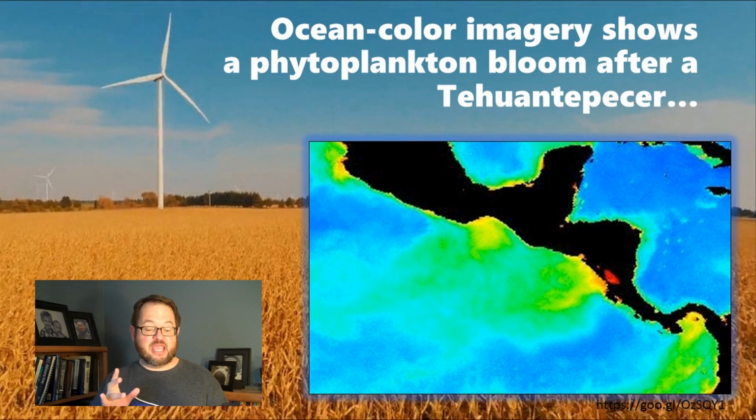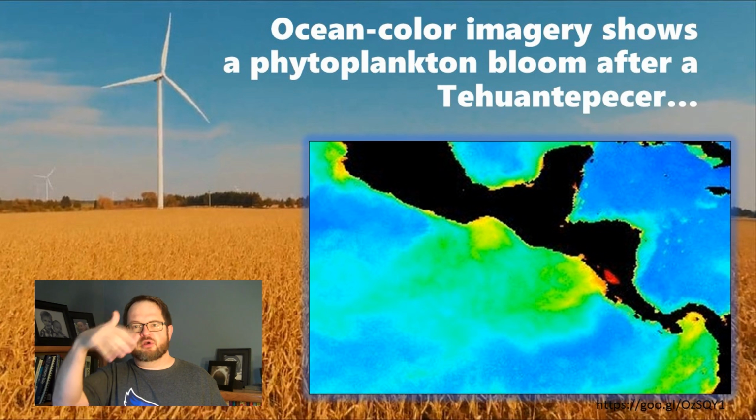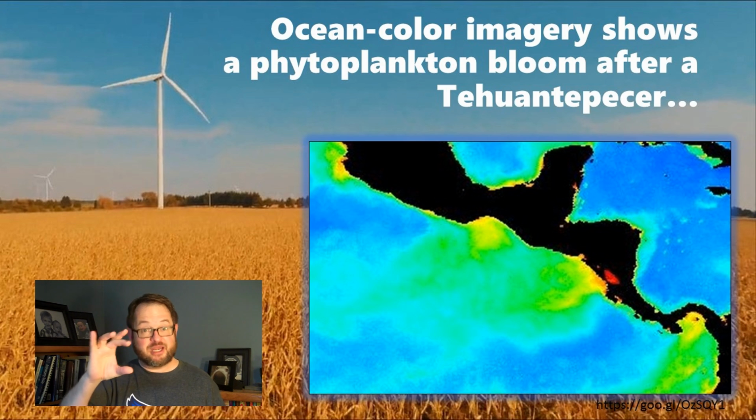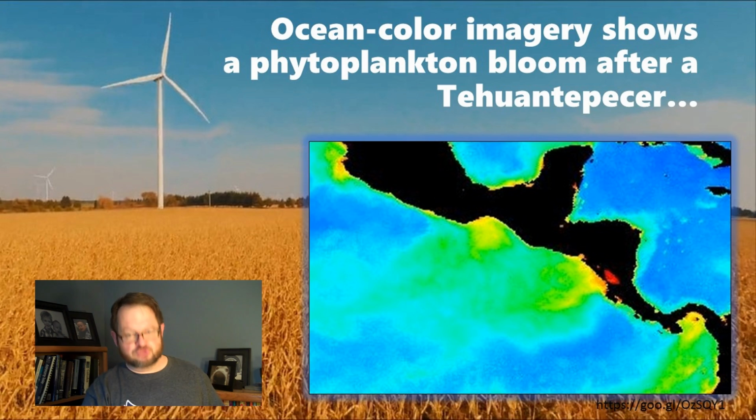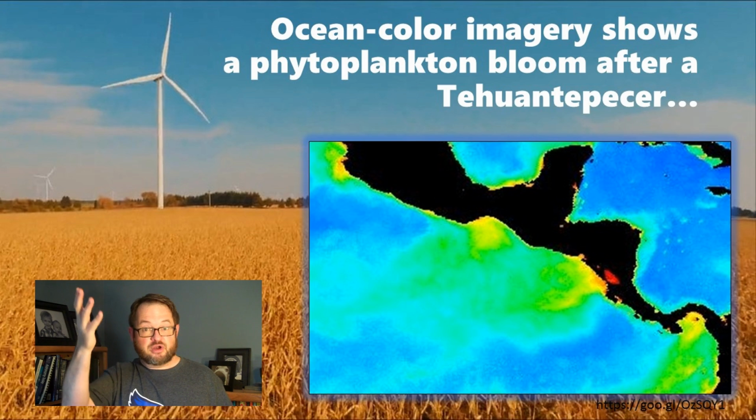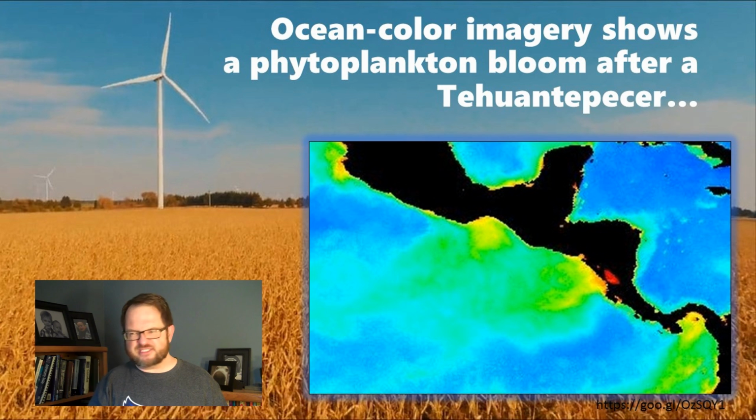But when there is a Tehuantepecer happening over the eastern Pacific, the very strong waves mix the ocean really well, and cold, nutrient-rich water from down below the surface, below the layers where sunlight penetrates, gets mixed up towards the surface. Another example of how mixing makes things more uniform. Instead of there being a gradient between nutrient-deprived and nutrient-rich water, now the nutrient-rich water is mixed towards the surface. The sun shines on it, the phytoplankton go nuts, and you get these phytoplankton blooms that can actually be seen from space, okay?